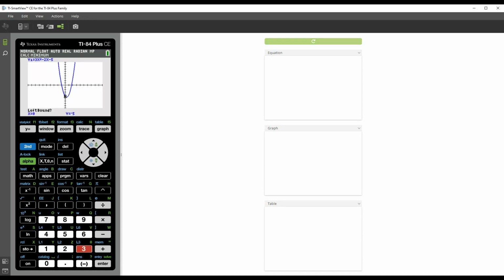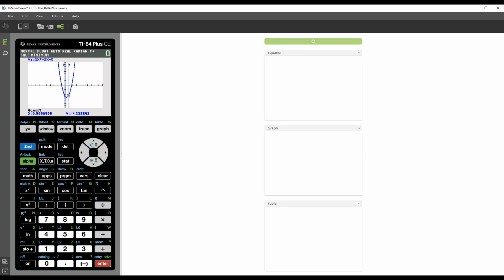Now, some graphs have more than one minimum. So in order for your calculator to know where you're looking, you have to give it a left bound and a right bound. So I look at that minimum, and I'm going to take my cursor and make sure I'm definitely to the left of it, and then hit enter. And now it's asking, what's the right bound? I'm going to arrow over until I'm definitely to the right of it, and hit enter.